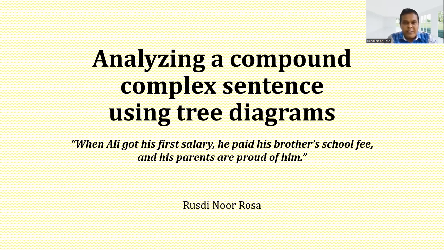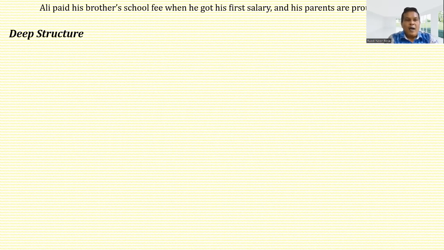Okay, for the first time, before we analyze that sentence, we have to find out the deep structure of the sentence, because you know, normally the sentence begins with a subject, not with a conjunction. Therefore, the first step in this analysis is to find out the deep structure of this sentence. And the result is, Ali paid his brother's school fee when he got his salary, and his parents are proud of him. This is actually the deep structure of the compound complex sentence.